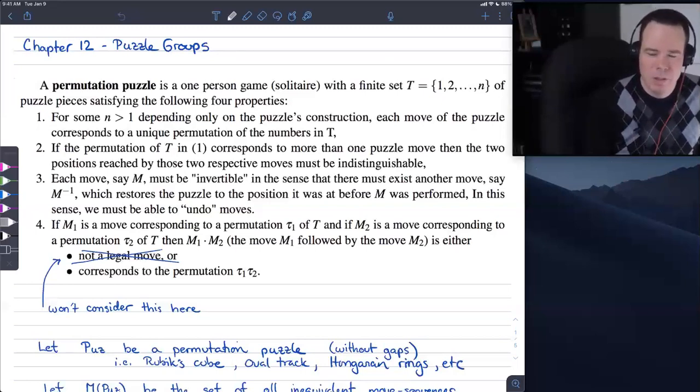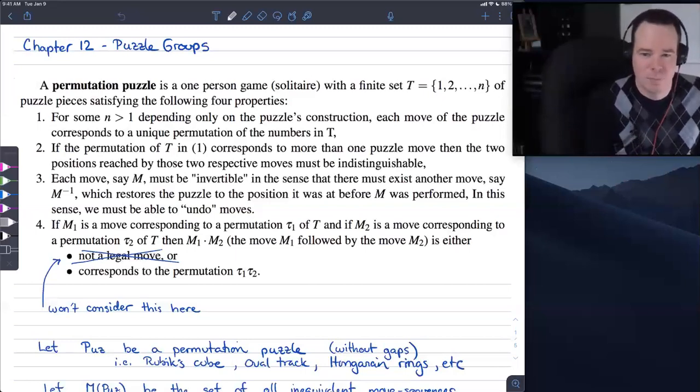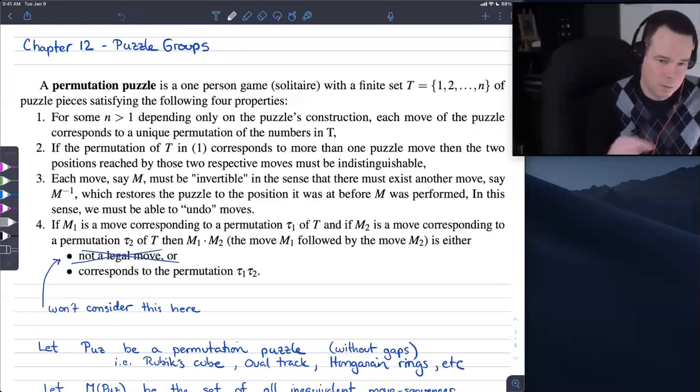And what a permutation puzzle is, it consists of a finite set of objects, and namely the pieces of the puzzle. And there's four properties. So depending on the puzzle's construction, what you can do with it depends on the puzzle's construction, but each move is a unique permutation of the numbers in your set T. So for the Rubik's Cube, if we label the 48 stickers, excluding the centerpieces because they're not moving around, then every move is a permutation of the stickers.